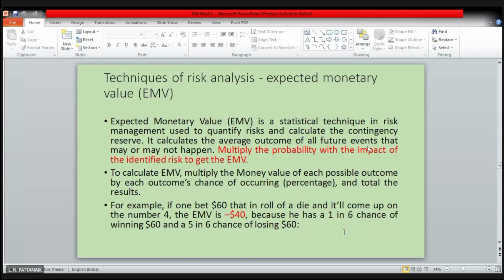So let us see how this EMV is calculated. Am I audible to you? Someone please respond.